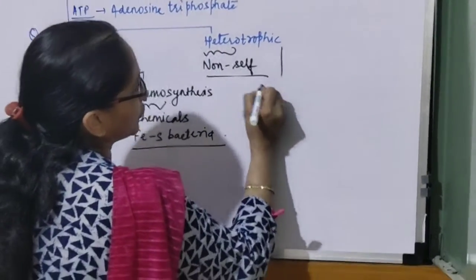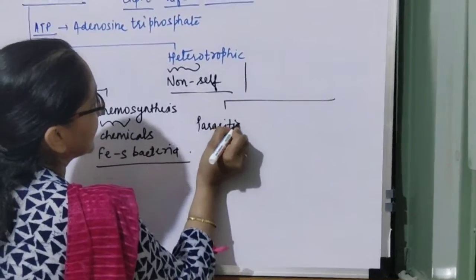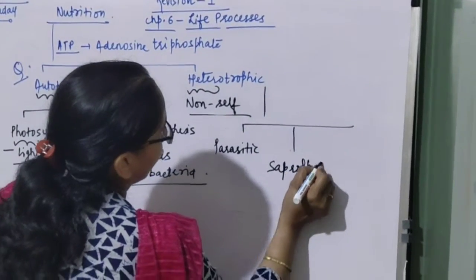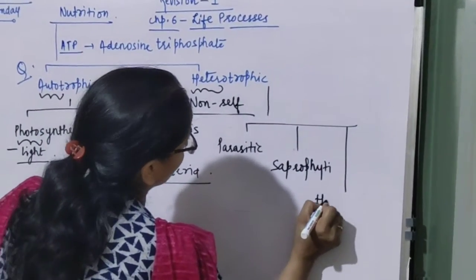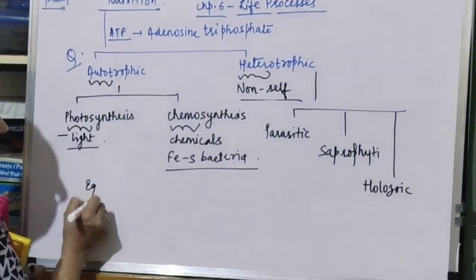Heterotrophic mode of nutrition, when we talk about it, can be divided into parasitic, saprophytic, and the next one is holozoic. So these are the 4 points of difference, and the next will be the example.